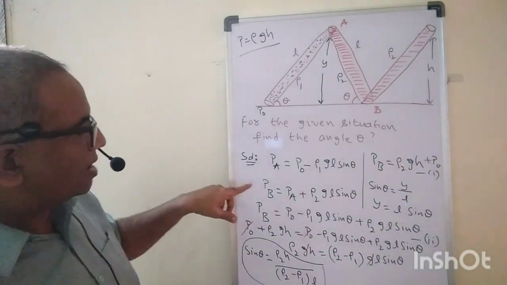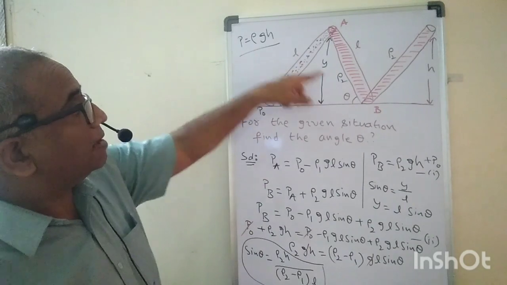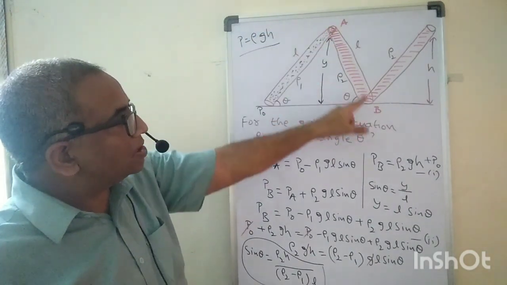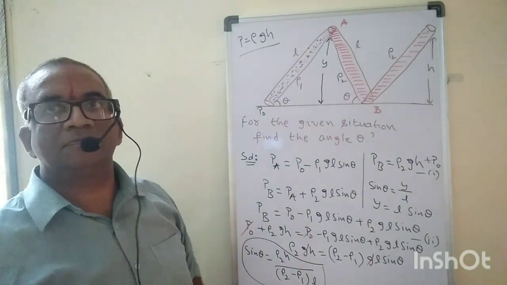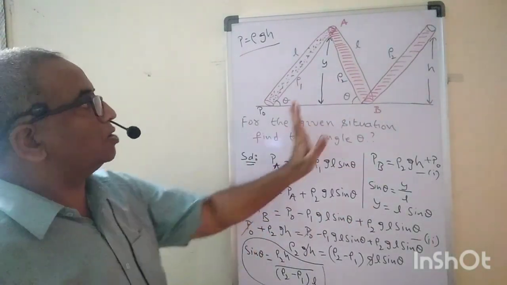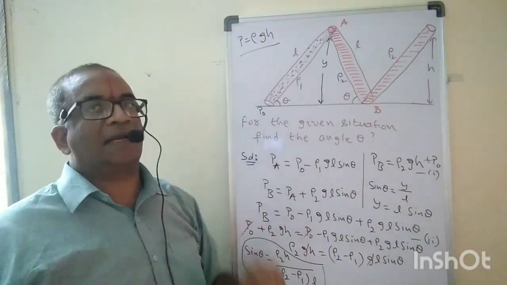Then we tried to find the pressure at B. The pressure at B equals the pressure at A plus the pressure due to this liquid column here. We just equated the pressure at B from the other side and this side.